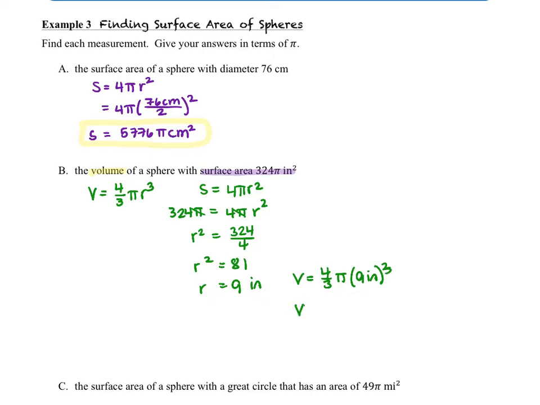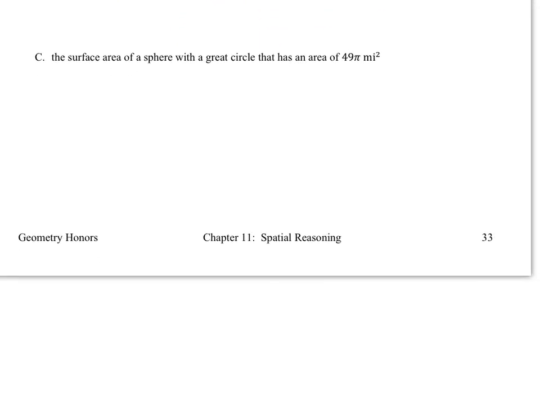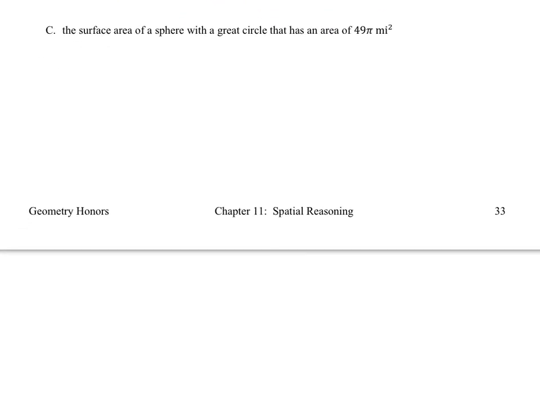And we end up with 972 pi cubic inches for the volume of the sphere with surface area 324 pi square inches. Okay, for part C, we're going to find the surface area of a sphere with a great circle that has an area of 49 pi square miles.